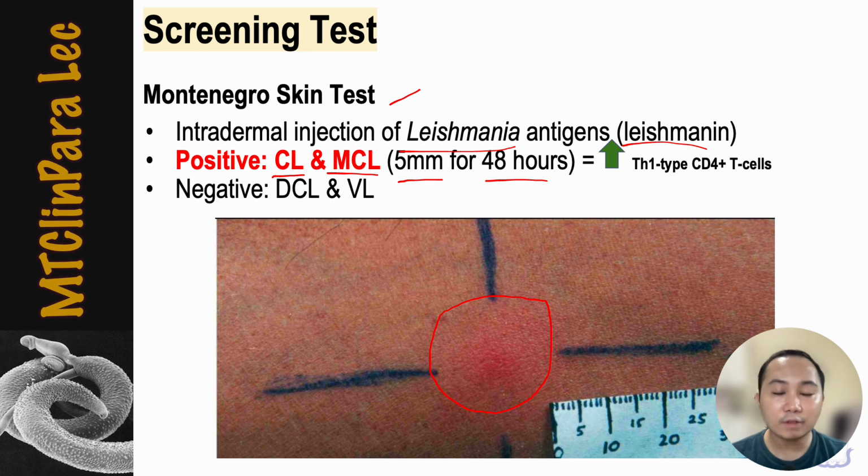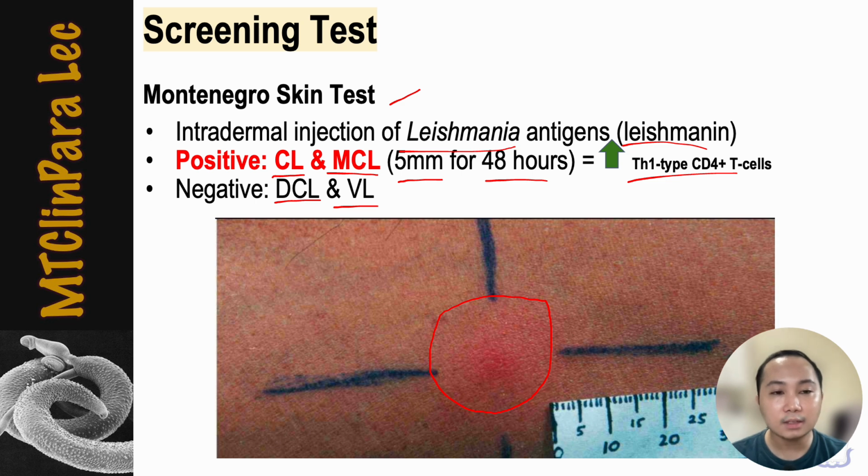So the indication of this test is that if the patient has this particular induration, that means that their immune system had induced an immune response, giving immunity to the patient to progress to your other severe types. So the patient is immune to progressing to DCL and VL. So that means the patient is healthy and had created your Th1 type 4 or type CD4 plus T cells. So that means the CL and MCL have increased sensitivity to this kind of antigens.